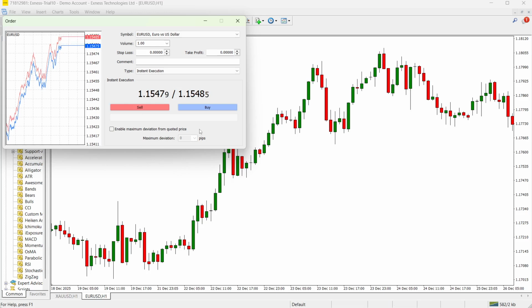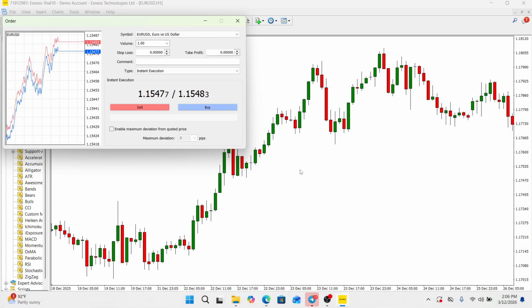On JPY pairs, a pip is usually the second decimal place. So 145.20 to 145.21 is 1 pip. Counting in pips instead of dollars helps you compare trades consistently and talk about moves and risks in the same language, no matter what size you're trading.